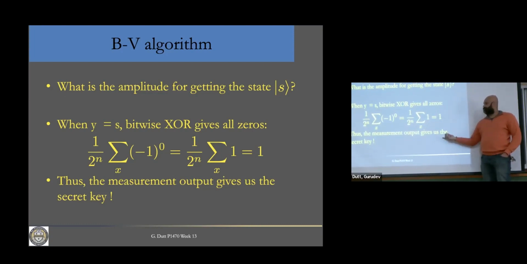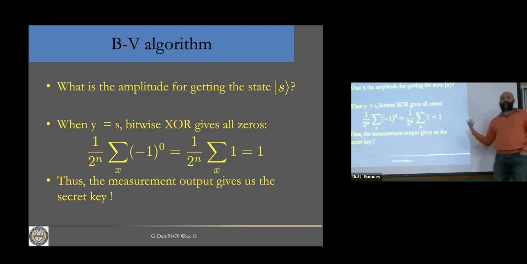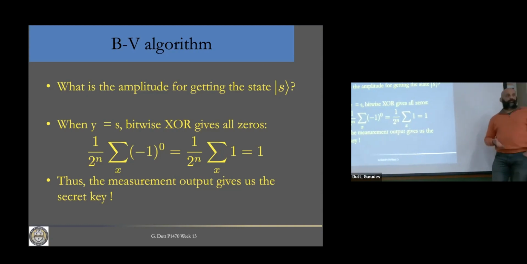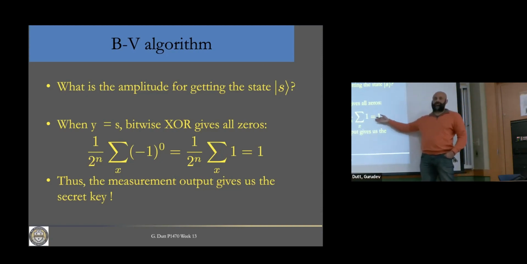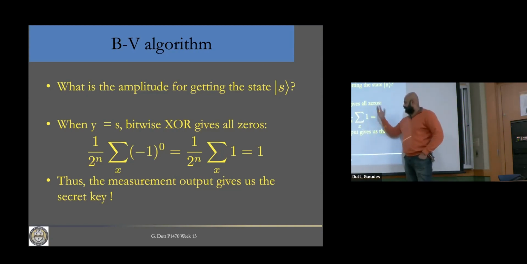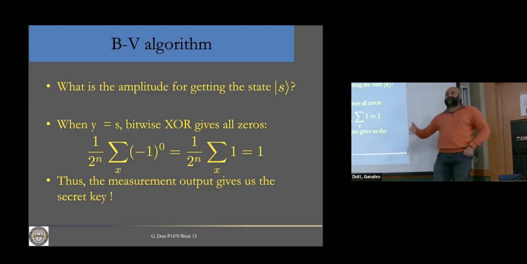Therefore, the measurement output immediately gives us the secret key. So in the Bernstein-Vazirani problem, whatever you measure on the output is the secret key. That's guaranteed, because the bitwise XOR gives us all zeros unless y equals S. And therefore, what I mean is that the probability of y equal to S is 1, which means the probability of y not equal to S is obviously 0. So the output that you measure will always be the secret key.